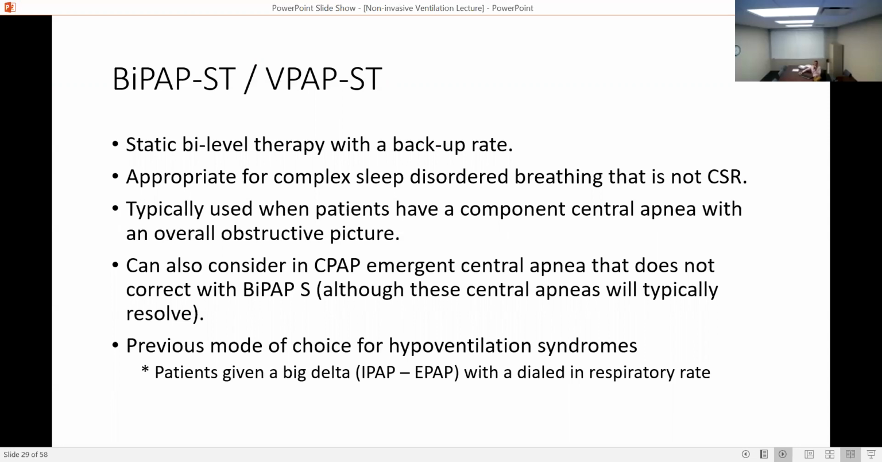Again, not Cheyne-Stokes respirations. Sometimes we'll use this for CPAP-emergent central apnea that doesn't correct over time. And we previously used this mode sometimes for hypoventilation syndromes. We'd give them a big delta of pressure support between the IPAP and the EPAP with a backup breath rate to ensure adequate minute ventilation. But with home ventilators now and volume assured pressure support, we do that less frequently.